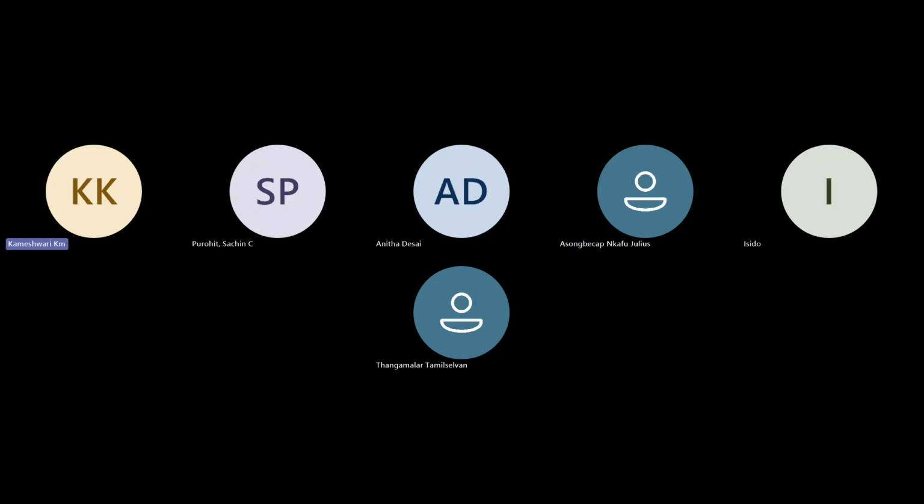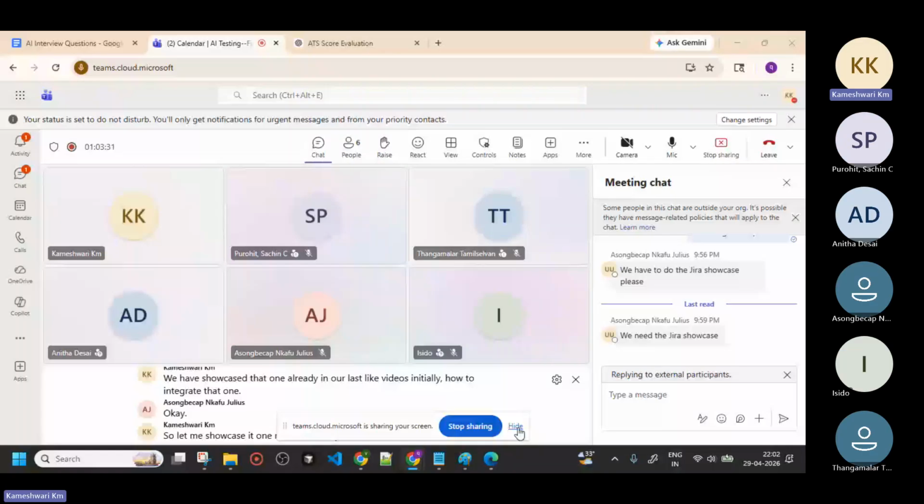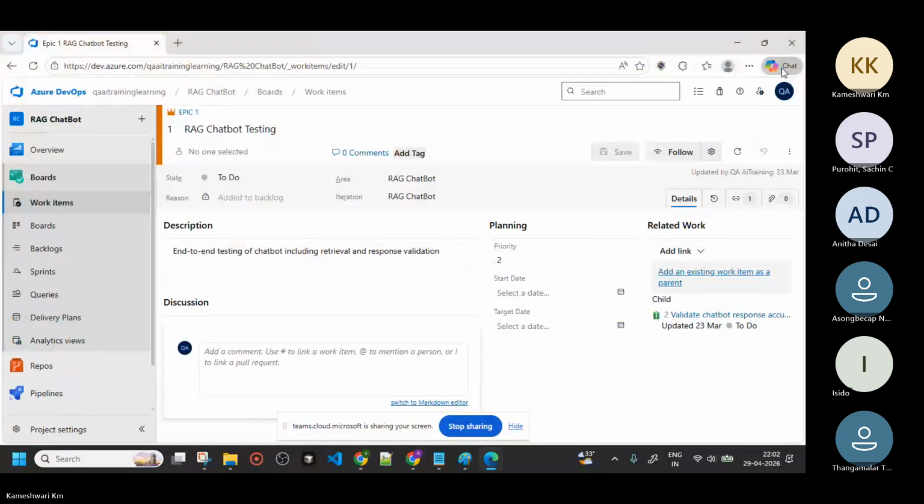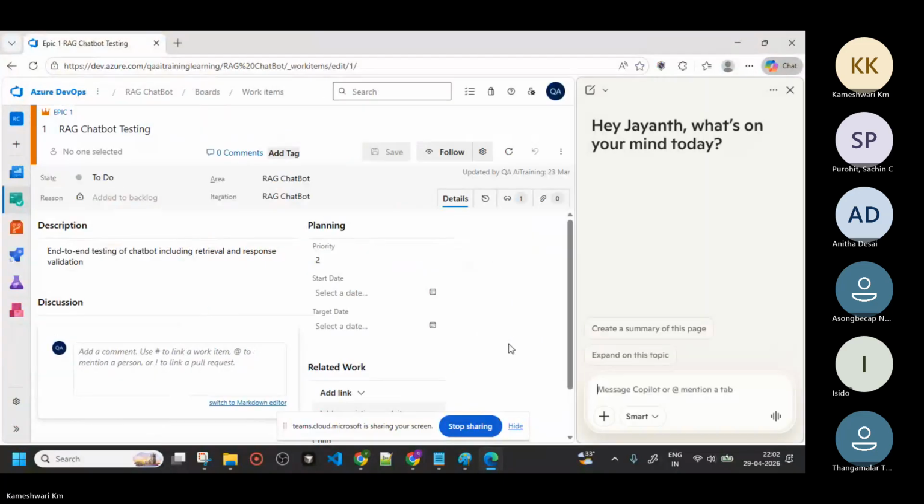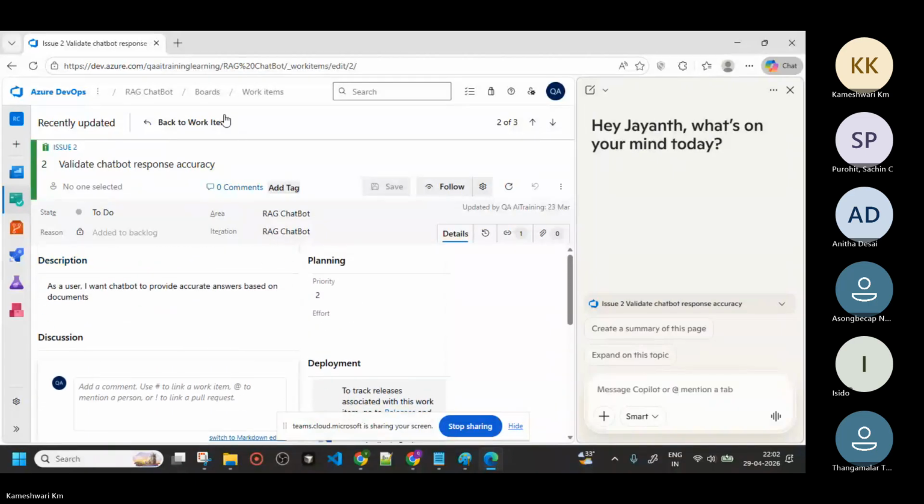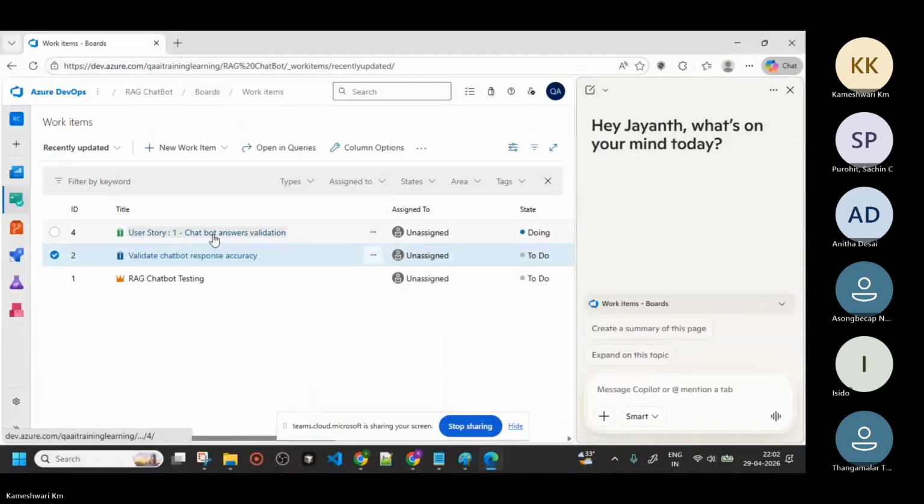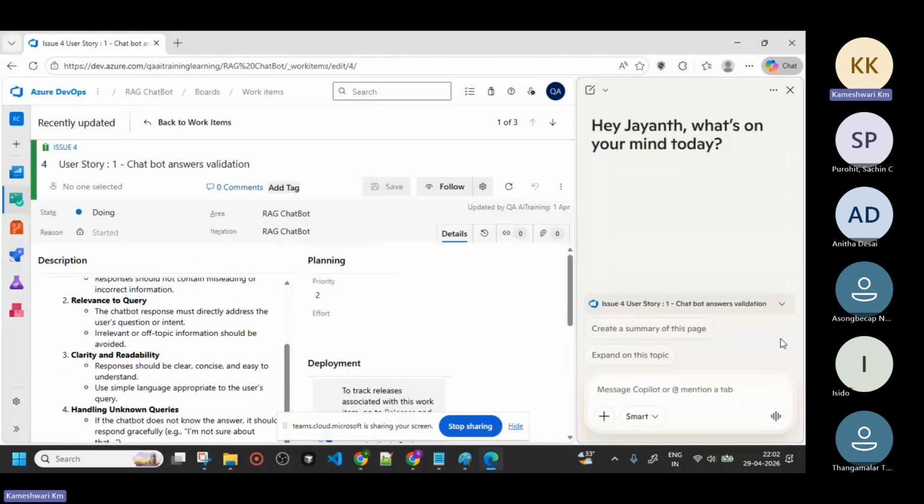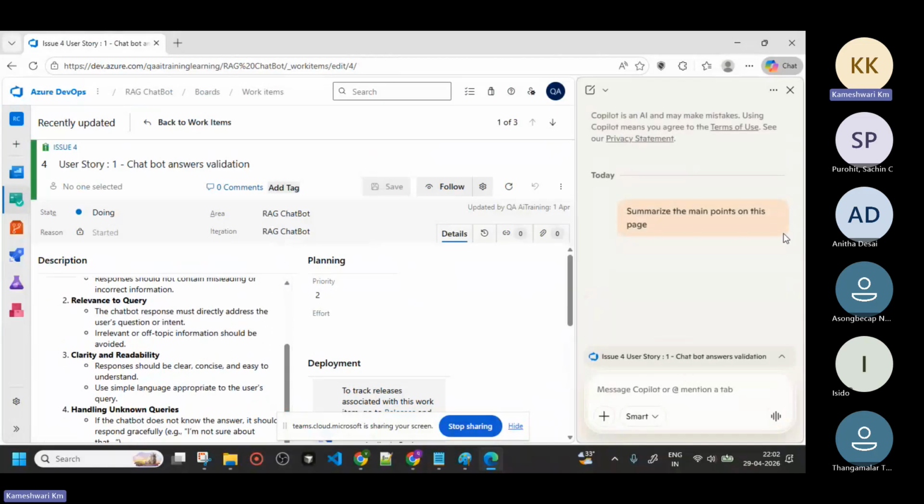So let me showcase it one more time for you. So you're talking about this one, right? It comes in the Microsoft Internet Explorer. So you see, this is the Internet Explorer window. From there, we have boards, work items. So this is that. From there, if you want to create a summary of this page.